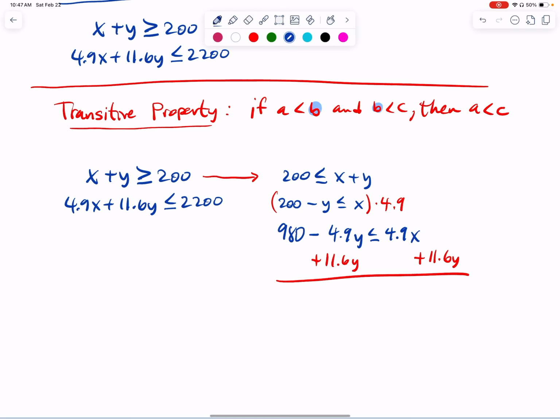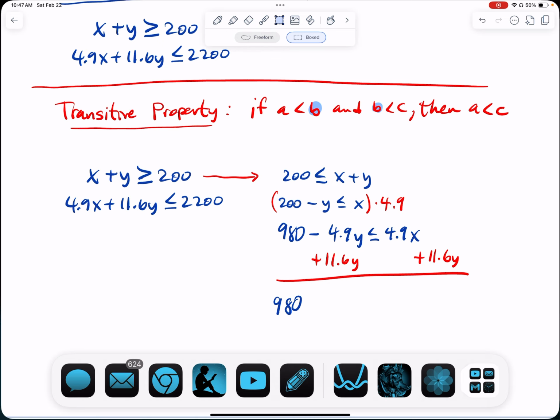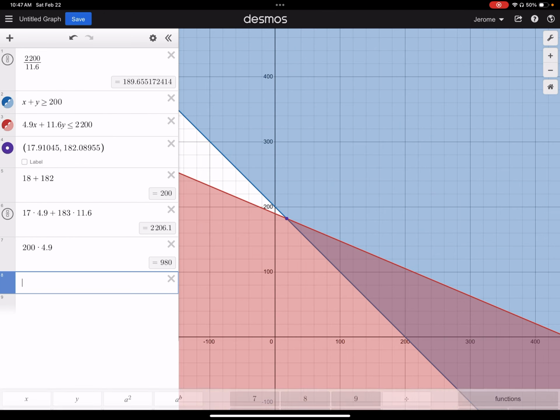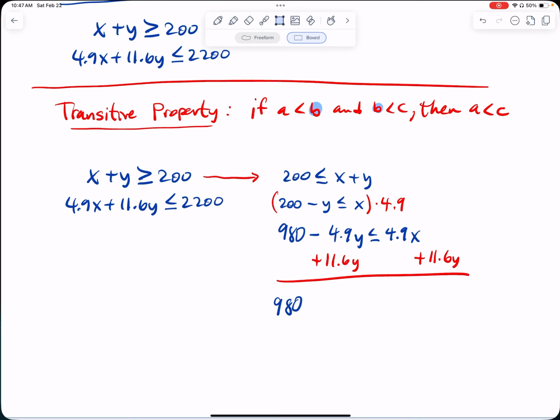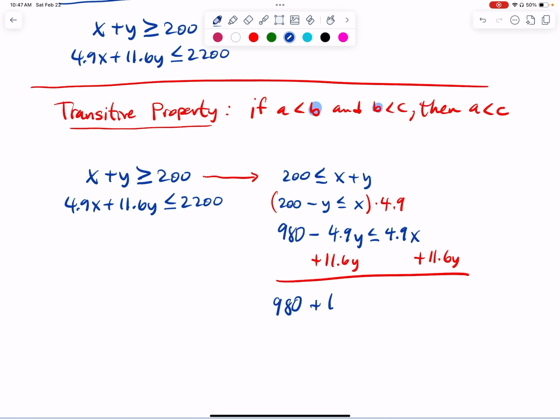Okay, so on the left-hand side, I still have my 980, bring that down. And then I have to combine these two y's together. They are like terms. And it's going to end up being positive something. I think it's somewhere around 6. 11.6 minus 4.9, 6.7, plus 6.7 y's is less than or equal to, now on the right-hand side when I combine these, they're not like terms, so you just list them out. 4.9x plus 11.6y. Can you see what I'm saying? That this is kind of extra in this case?